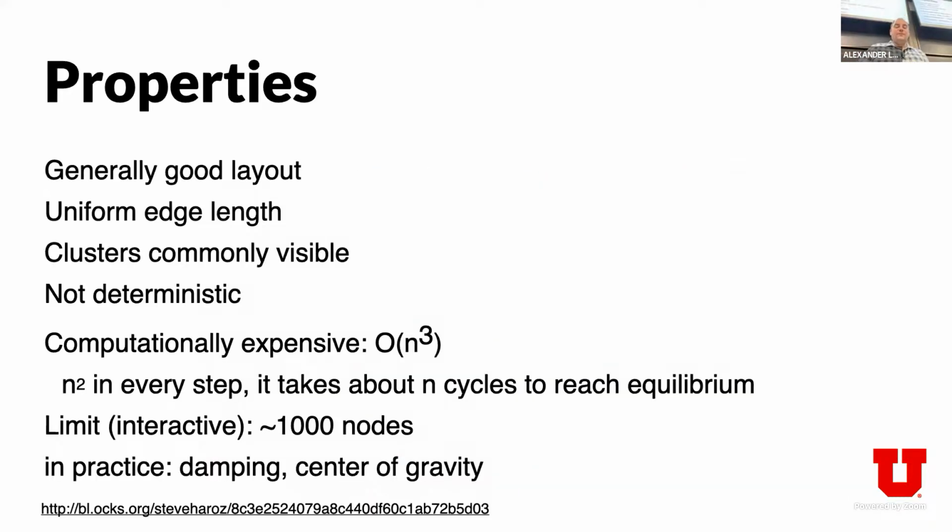And so what are the properties of this force-directed layout? Generally, this creates fairly decent layouts, especially for smallish graphs that are not extremely dense. It also enforces uniform edge length pretty well. Clusters are often pretty well visible. One thing, because we do some random initialization, it's not a deterministic layout. So you can actually not expect that if you run this algorithm twice, you will get the same result. It still looks roughly the same, right?